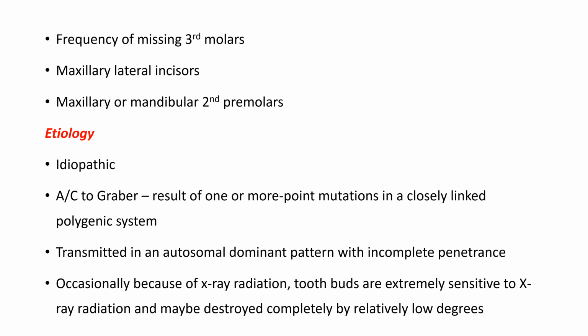Then etiology. The etiology of a single missing tooth is unknown, so it may be idiopathic. According to Graber, it is the result of one or more point mutations in a closely linked polygenic system. It is mostly transmitted in an autosomal dominant pattern with incomplete penetrance. Occasionally it is because of X-ray radiation; tooth buds are extremely sensitive to X-ray radiation and may be destroyed completely by a relatively low degree of radiation.